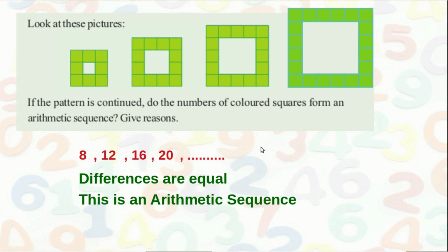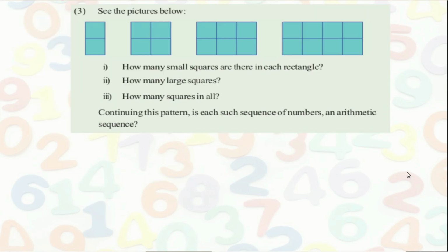What is the common difference then? What is the number added repeatedly? It is 4. Therefore, the common difference is 4. Now, the next question. See the pictures below. How many small squares are there in each rectangle? How many large squares? How many squares in all? Continuing this pattern, is each such sequence of numbers an arithmetic sequence?